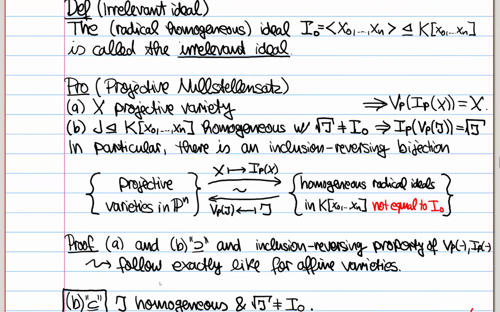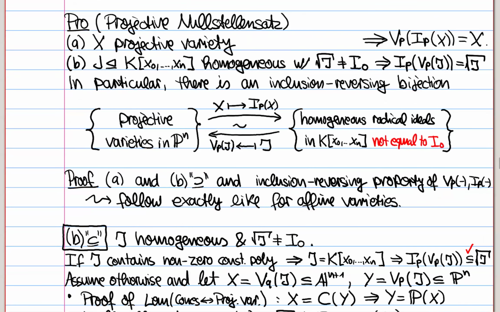And so for the proof, we will skip some parts which work exactly the same way as for affine varieties. Namely, this here was the easy part of the usual Nullstellensatz A, and this inclusion from B, from the right to the left, works exactly the same as before, and also the fact that these maps are inclusion reversing. This just means if you pose more equations, then you get fewer solutions and vice versa. And so these just work exactly the same. We're not going to repeat this. So the interesting direction is B, this inclusion from here to here.